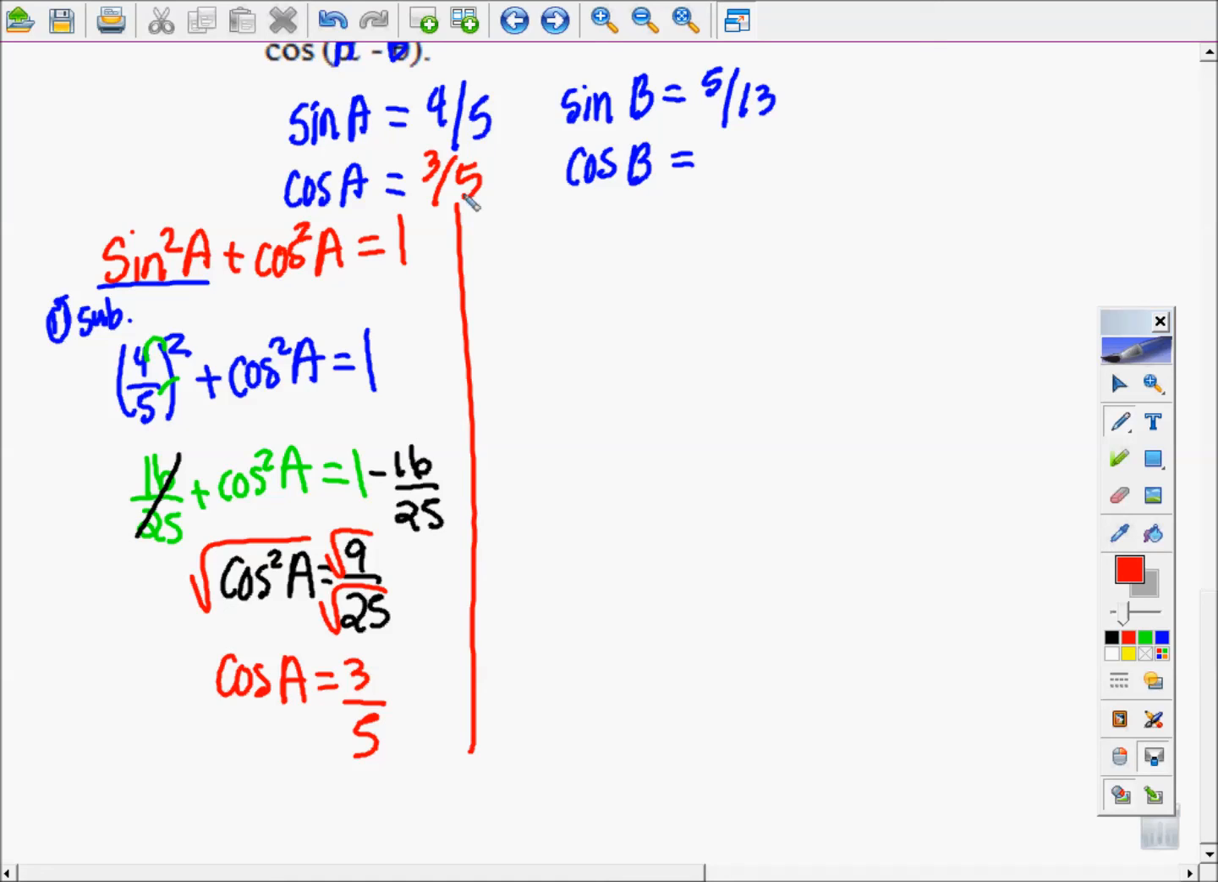Okay, at your table, you guys are going to do cosine of B. So at your table, work on finding cosine of B. It's going to be the same process, except instead of starting off with sine squared A, it's going to say sine squared B. And plug in what you know. All right, I'm going to give you a couple moments to do that.